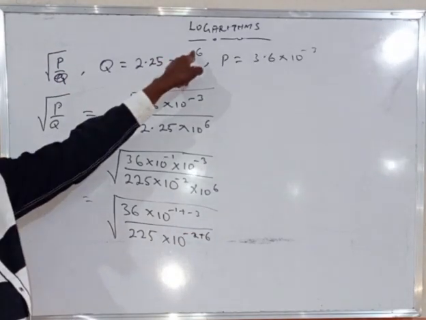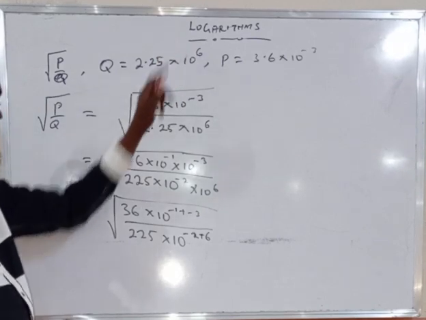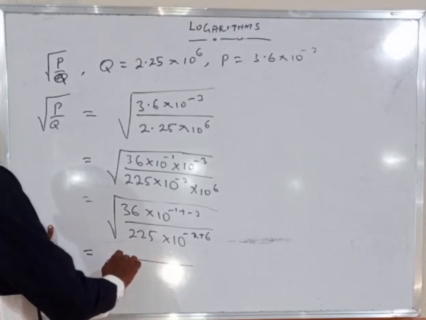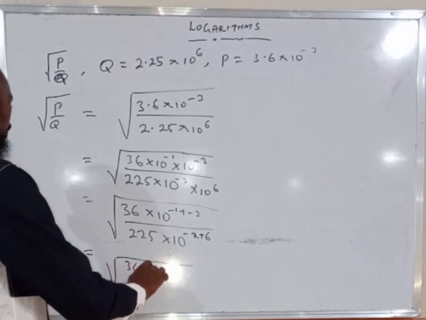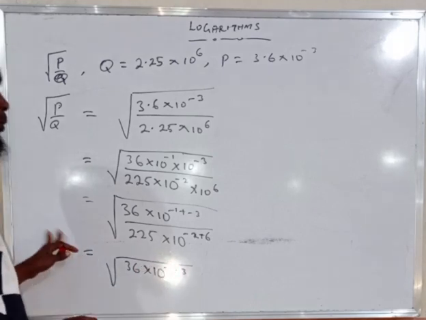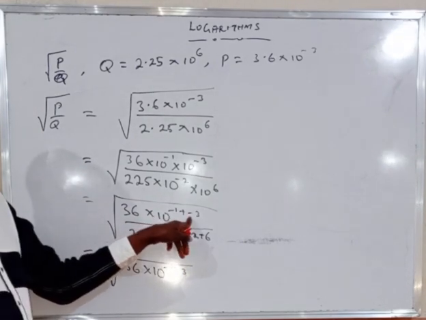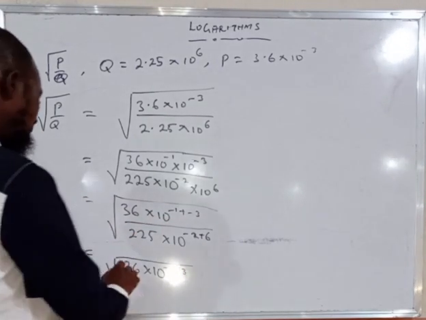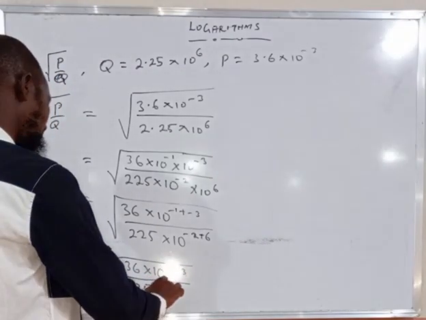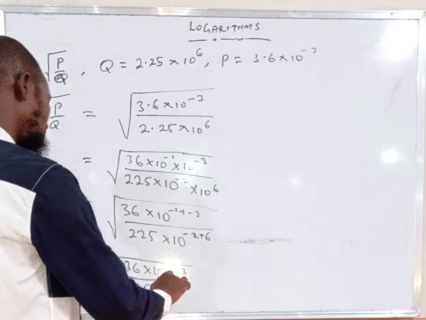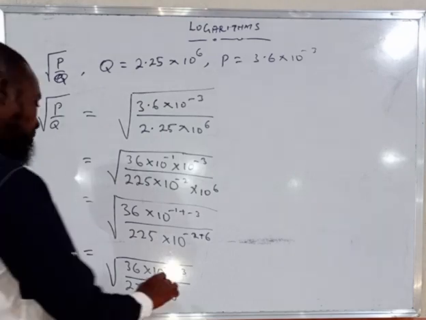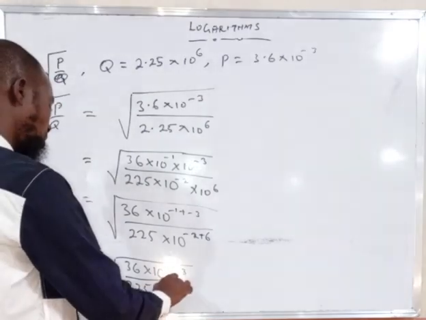Minus 2 plus 6. Okay. Are you sure this is positive 6 or it's negative 6? It's positive. No problem. Now, this becomes square root of 36 multiplied by 10 raised to the power minus 1 minus 3. Hope you know where this and this changes to minus, right? Then everything here over what? 225 multiplied by 10 raised to the power what? Minus 2 plus 6 gives what? Answer me. 4. Positive or negative 4? So raised to the power 4.